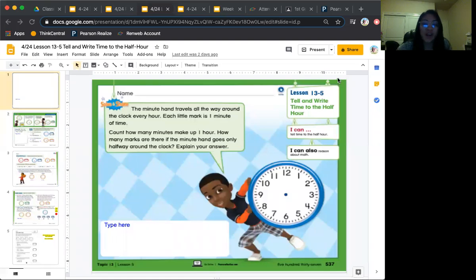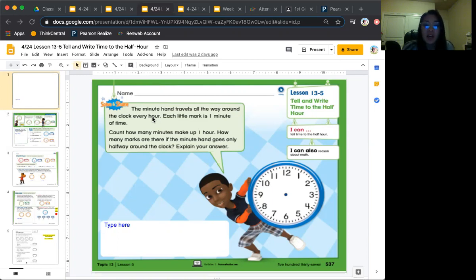All right, so Friday's math, we're doing lesson 13.5, telling and writing time to the half hour. The past couple of days, we've been telling time to the hour, and one of you in the Zoom had a question and asked, what happens if the minute hand is not pointing at the 12? Well, then the minute hand tells the minutes.